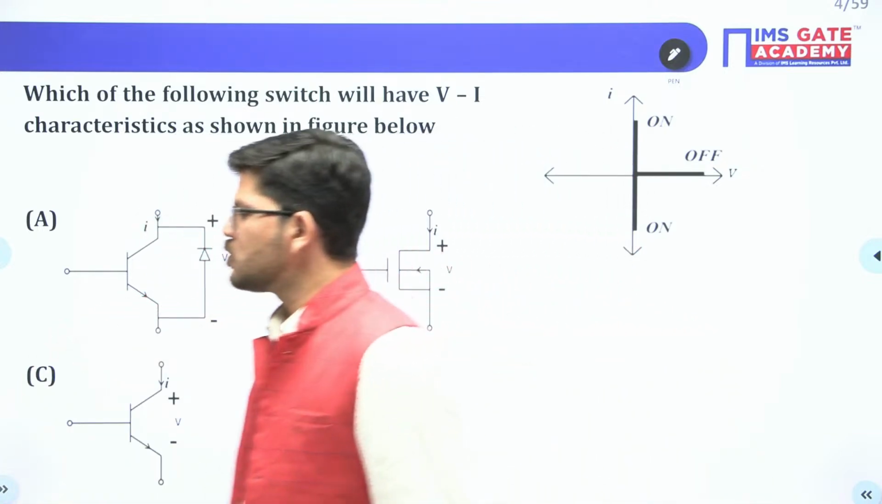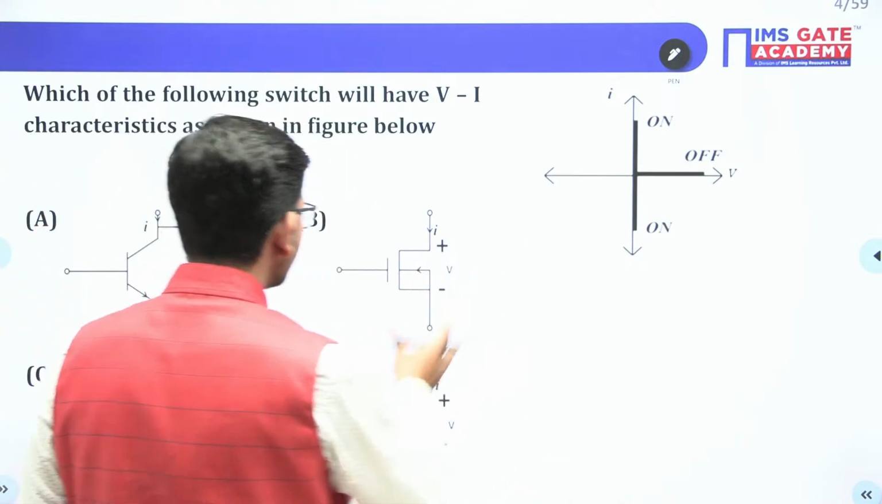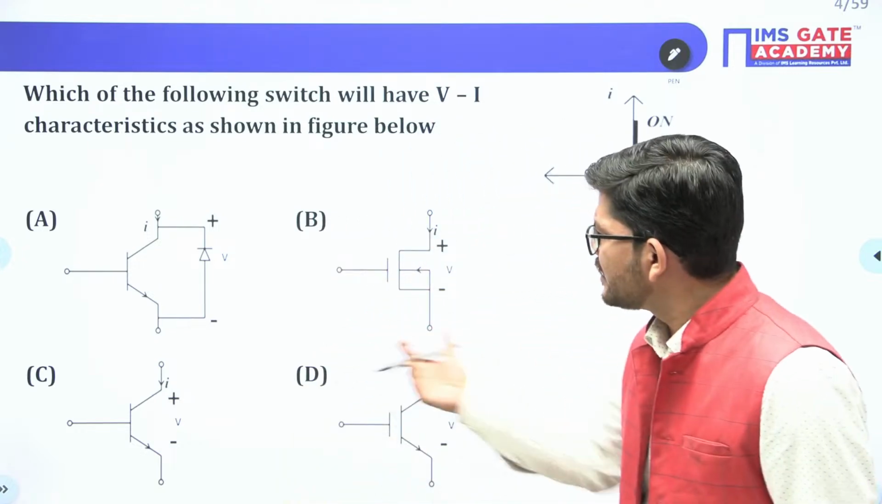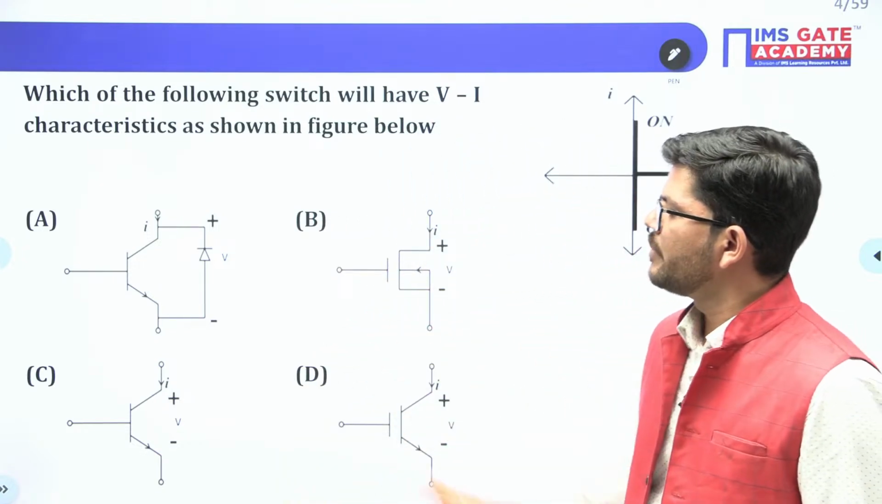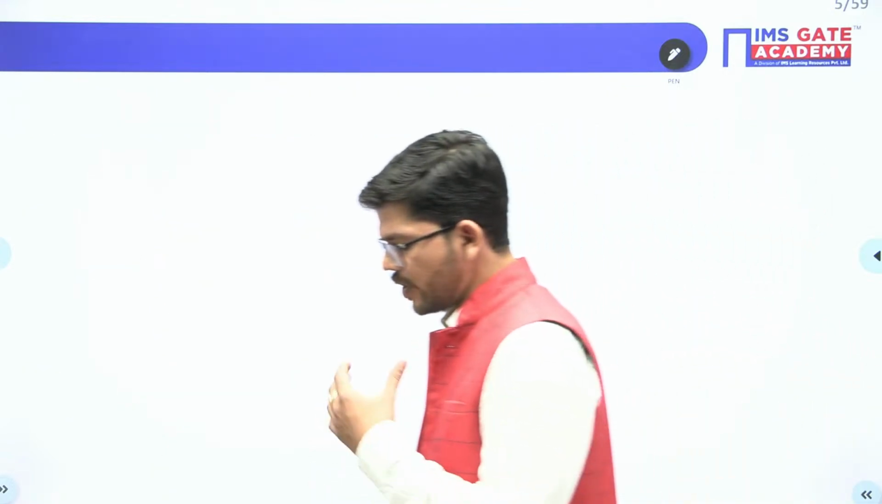Now we have to choose among the following options the one which can have a characteristic similar to what has been given to us. So these are the 4 combinations and we have to choose among these. Before actually getting into this question, it belongs to the topic of switch realization.